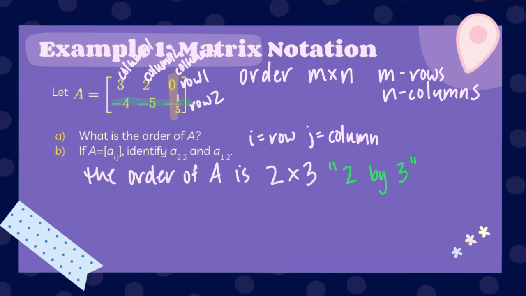So A sub 2, 3 would be negative 1/5. Now let's look for A sub 1, 2. So here we would be in the first row and the second column, which would give us 2. So A sub 1, 2 equals 2.